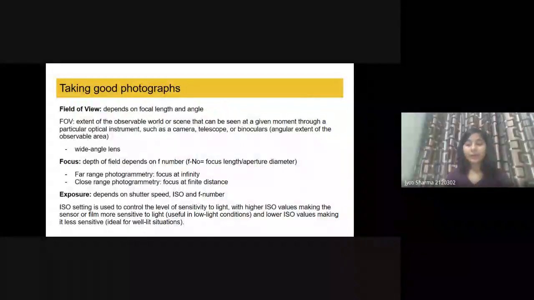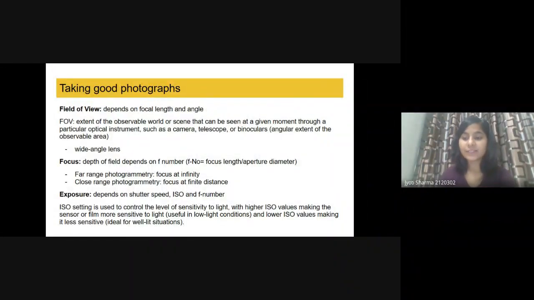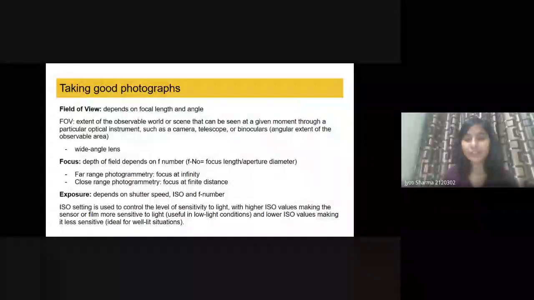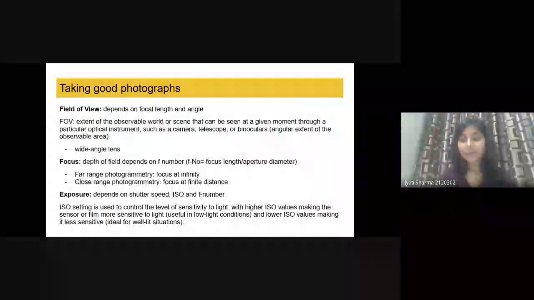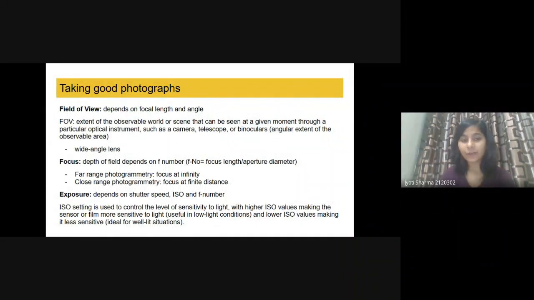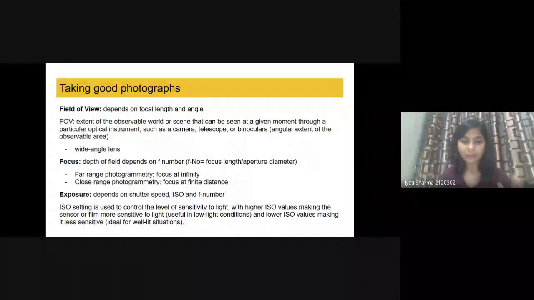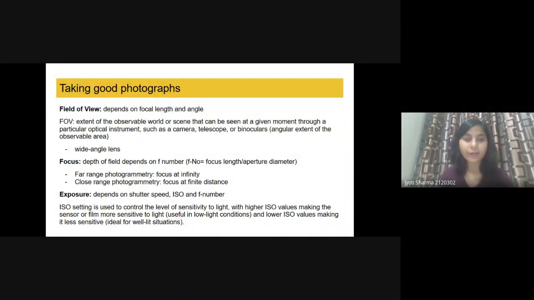Okay, so I told you that remote sensing is all about the photographs. So you must know how you can capture a good photograph. There are some rules to get good photographs, and these are based on the field of view you have, the focus you have, and the exposure you have. If you have used a DSLR earlier, then you may already have learned most of the terminology, but if not, it's all right.